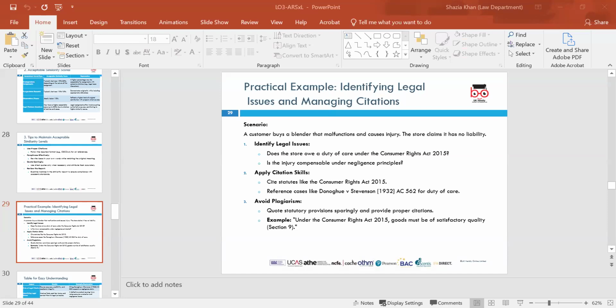Applying citation skills: statutes like the Consumer Rights Act 2015 and reference cases like duty of care. Avoid any sort of plagiarism, so quote sparingly and provide proper citations. Example: under the Consumer Rights Act 2015, goods must be of satisfactory quality, section 9.